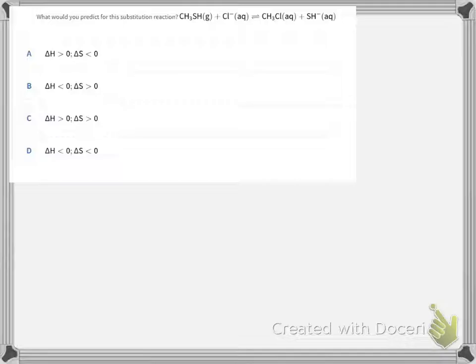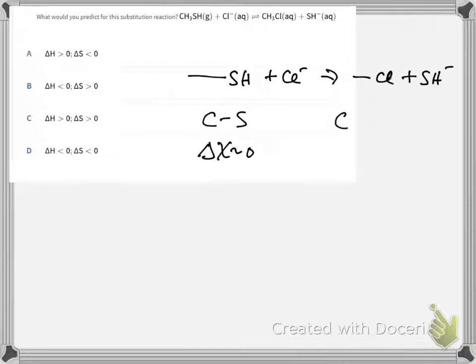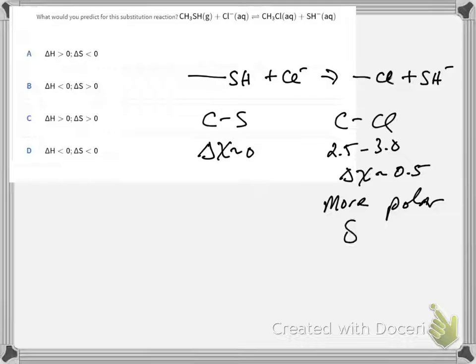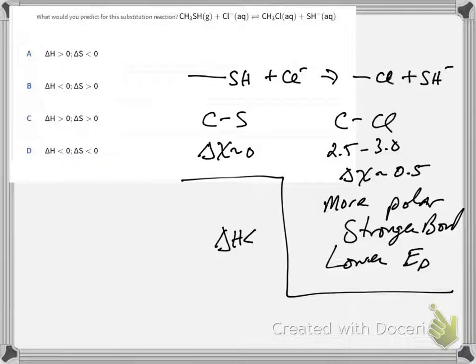Okay, so this is the thermochemistry analysis of delta H and delta S. So what we're looking at is breaking a carbon-sulfur bond and replacing it with the carbon-chlorine bond. All right, so carbon-sulfur more or less is almost electronegativity neutral. And then we have carbon-chlorine, which is a polar bond, 0.5 difference. And so we'd expect the carbon-chlorine to be more polar, stronger, and a lower potential energy. That gives us going from high to low, exothermic reactions.